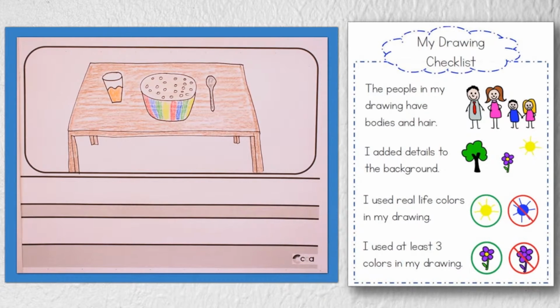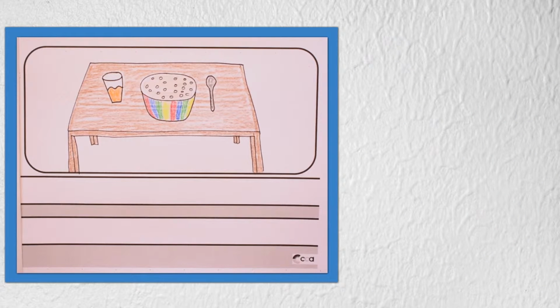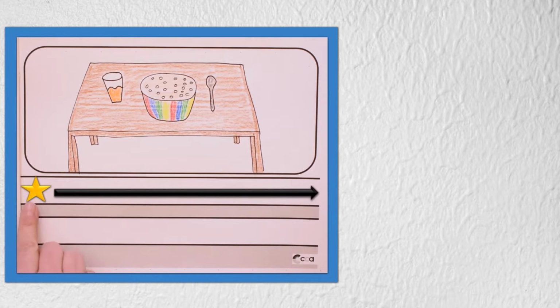There. Now that I have drawn my picture, I'm going to write about it. I'm going to use a label to tell about something in my picture. I drew a bowl of cereal. So I want to write the word cereal. What do I need to do to spell cereal? I know! I can stretch out the word cereal and listen for the sounds of letters to write. When I write, I start at the left side of the page and move to the right. I will start here and move this way.